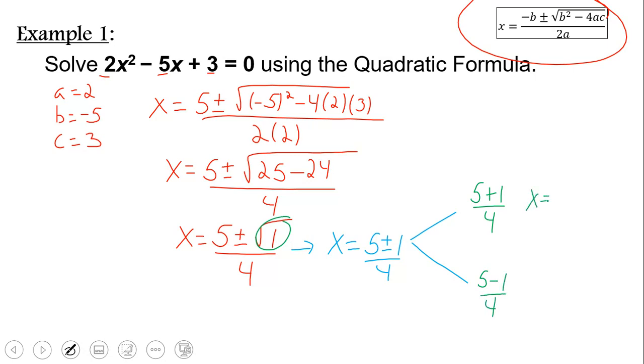So x is going to be equal to 6/4, or 3/2. And then 5 minus 1, x is going to be equal to 4 over 4, which is just equal to 1.